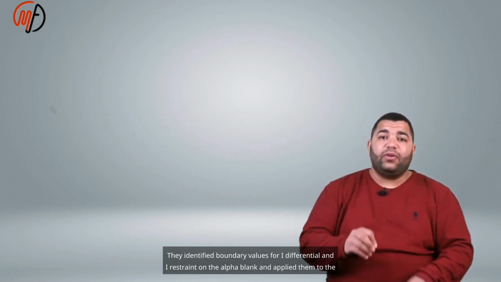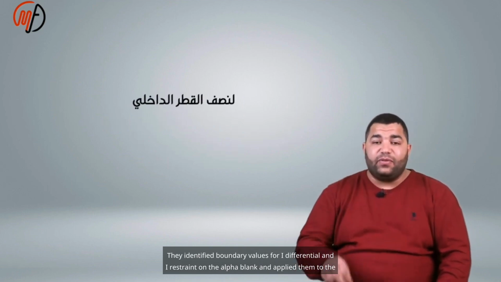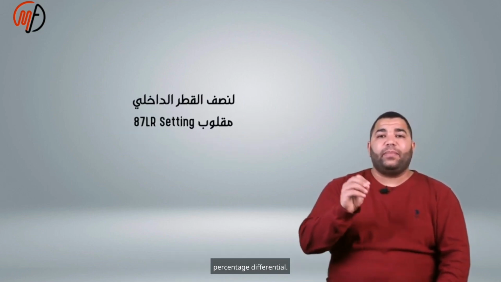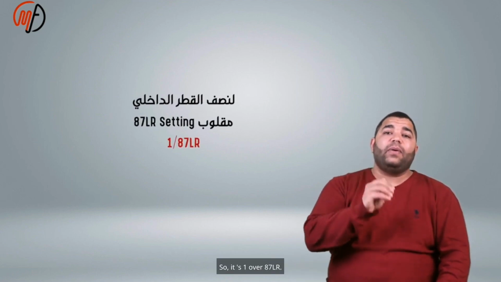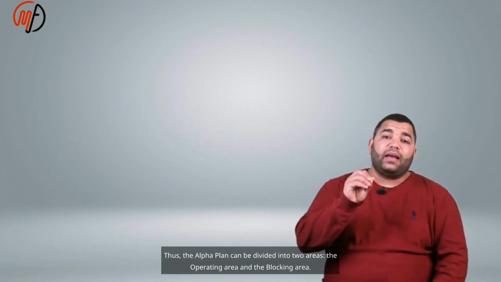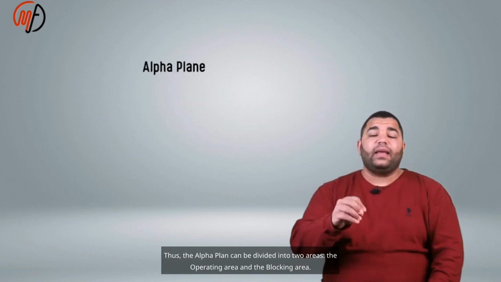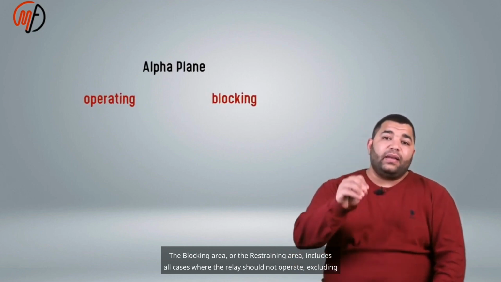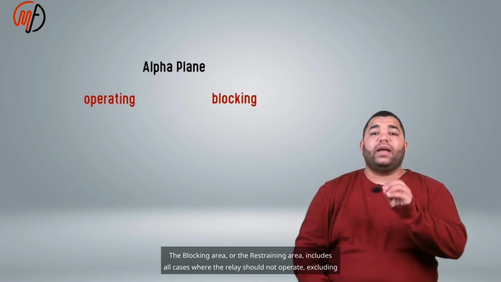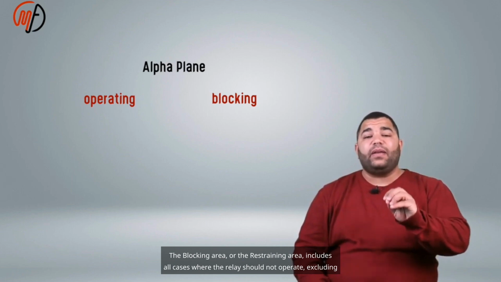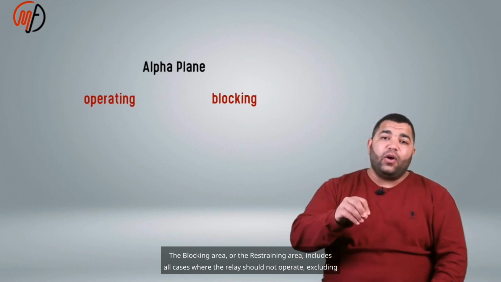They identified boundary values for I differential and I restraint on the alpha plane and applied them to the percentage differential, so it's 1/87LR. Thus, the alpha plane can be divided into two areas, the operating area and the blocking area. The blocking area, or the restraining area, includes all cases where the relay should not operate, excluding all actual trip cases.